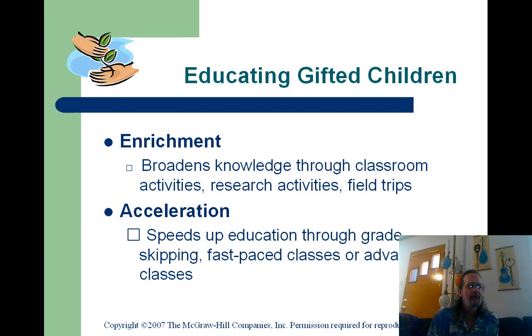Acceleration, skipping classes or grades, speeds up education by jumping through different grades. The youngest I've heard of going to college was about 10. They got all the way through school and into college by 10. I don't know that there is a right or wrong way here. People say, well, if you let them accelerate, then they lose the chance of being a child and going through school with their peers. But on the other hand, a lot of these students really don't interact well with their peers.